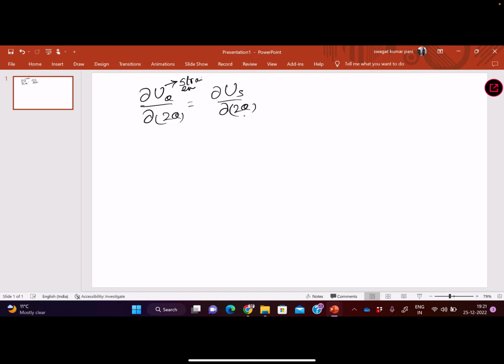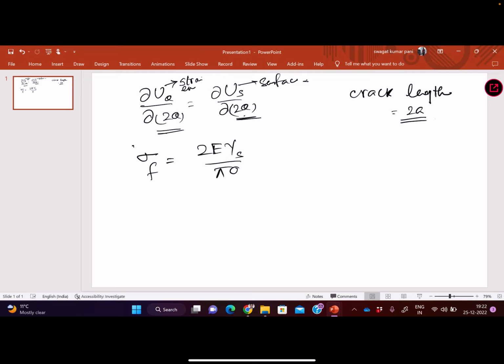This is your strain energy and this is surface energy. So you have to differentiate with respect to 2a, because we take the crack length as 2a always for a central crack. So just differentiate the two values that I have written. From that you will get the relation for fracture strength. This is one important relation. Most of the GATE questions are based on this.